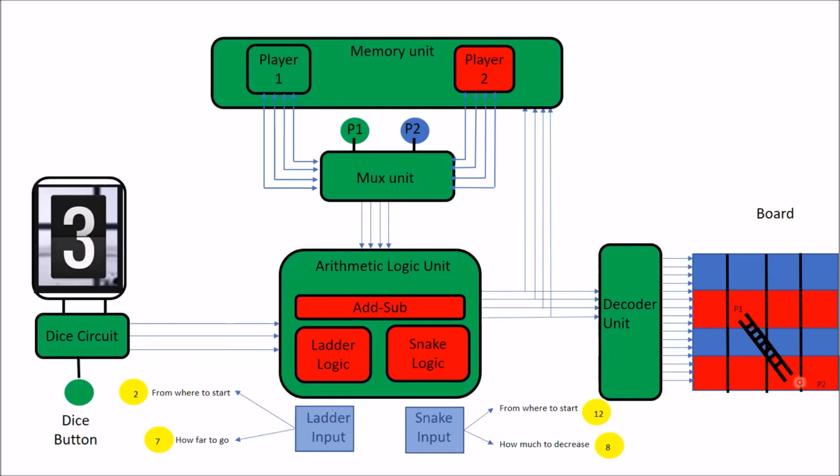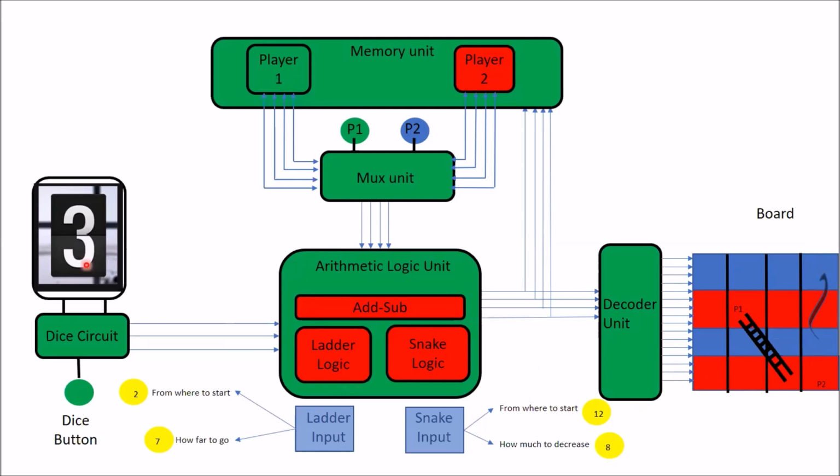0 1 2 3 4. If this is 9, 10, 11, 12, so from 12 to 4, I need to decrease 8. So you see this is the 8 blocks decreased. 1, then 4 5 6 7 8, so the position will be here. And to place a virtual snake here, I give these two, because my snake input will be from where to start and how much to decrease, 8 points to decrease.